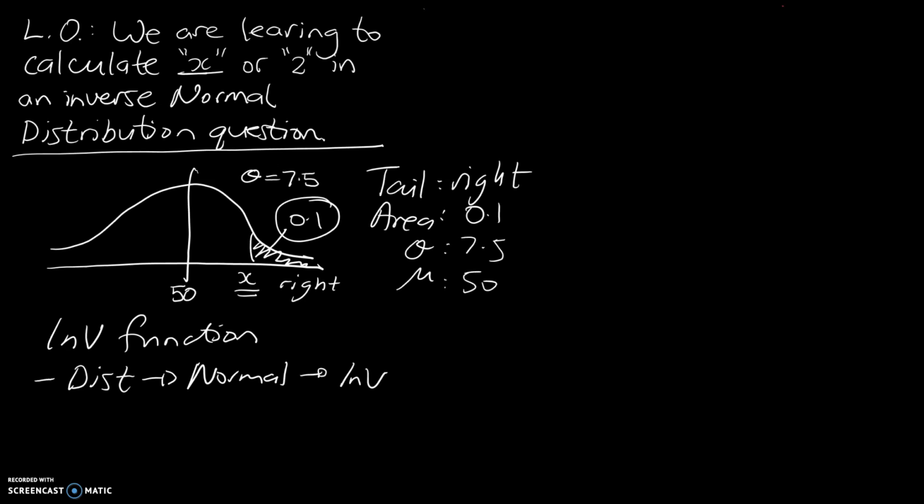Once we've done that, we push execute, and our x value will be calculated and pop up on our screens. In our case, x inverse is equal to 59.6, and I've rounded that to 1 dp. So what that means is if you are 59.6 or higher, you will be in this top 10%.